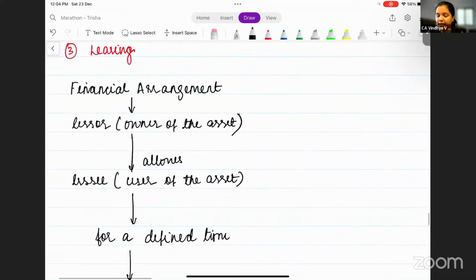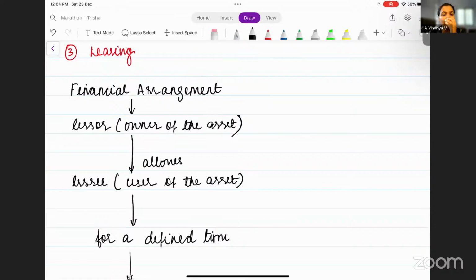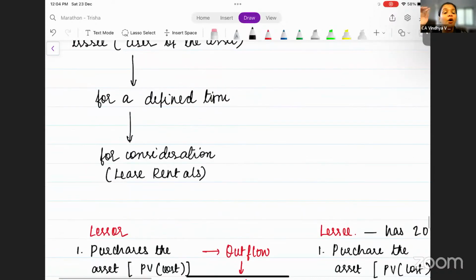Okay. Yes. Next one is leasing. So what happens in leasing? A lease is a financial arrangement. So there are two parties, lessor and lessee. Lessor is the owner and lessee is the user of the asset. Okay. What happens in leasing is the lessor purchases the asset and gives the asset to the lessee on lease, for which the lessee will pay lease rentals.